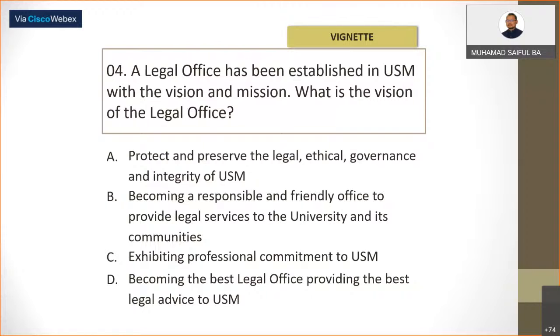But there are certain things that they need to consider, isn't it? The legal affair has been established in USM, so that's the context we put. Any other thoughts? Any objection from other groups? No. Seems that we agree. It's quite straightforward, so the answer is A. I believe everyone got the right answer, isn't it?